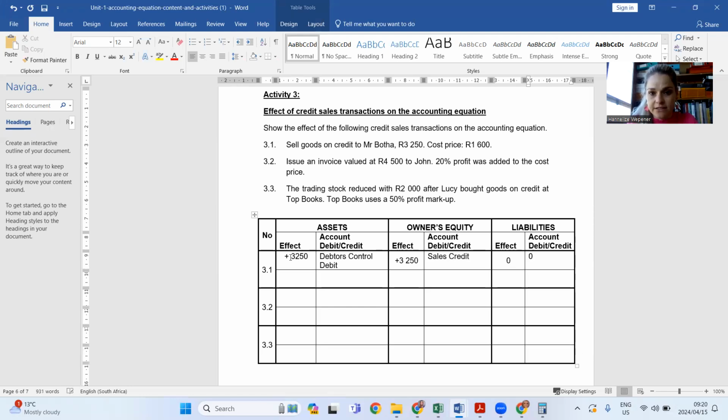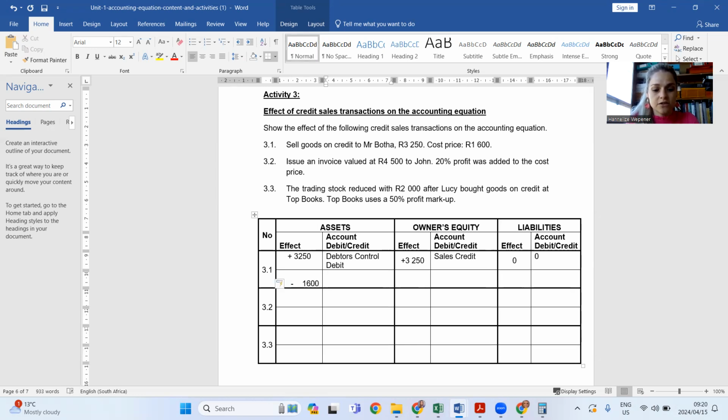No liabilities affected. But you know that you cannot have sales without the goods actually leaving your business in the form of a cost of sales expense. So goods leaving, your trading stock is leaving your business. So trading stock gets a credit, right? Which means that you now have more expenses, therefore less profit. Cost of sales gets a debit and no liabilities affected.